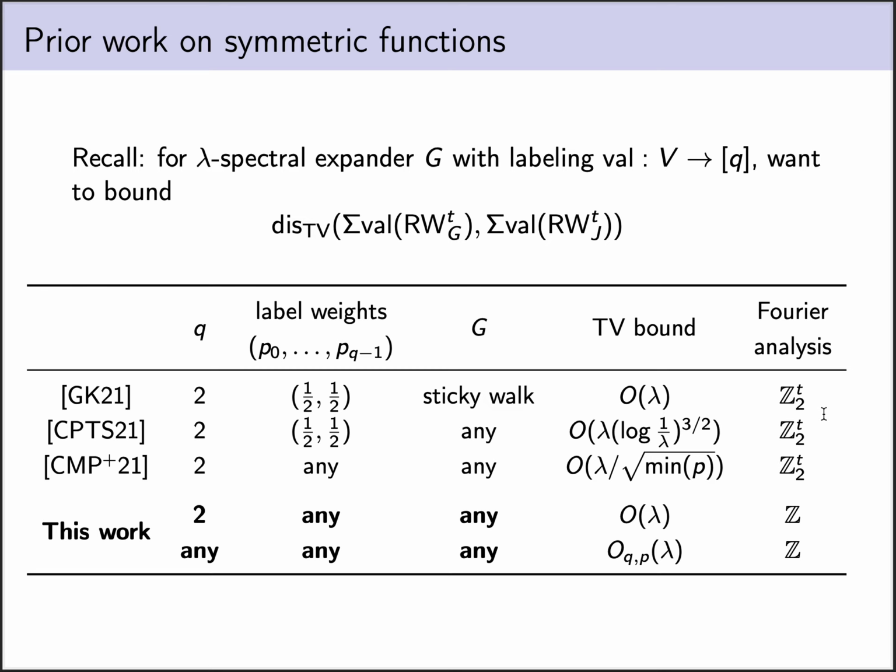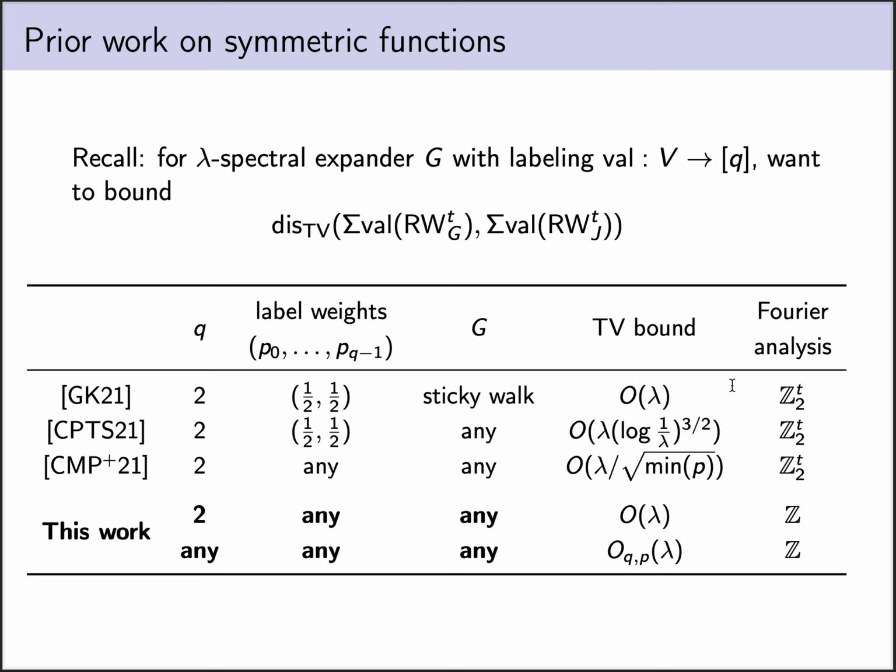So as I mentioned, this problem of bounding this total variation distance was studied a good amount in some previous work. This table basically shows all of this work. To give a summary, this line of work was initiated by Guruswami and Kumar, who basically completely resolved the question. They showed the big O of lambda total variation bound, but only for the special case of the sticky random walk, which is essentially a canonical lambda spectral expander on two vertices. So like a two vertex expander graph.